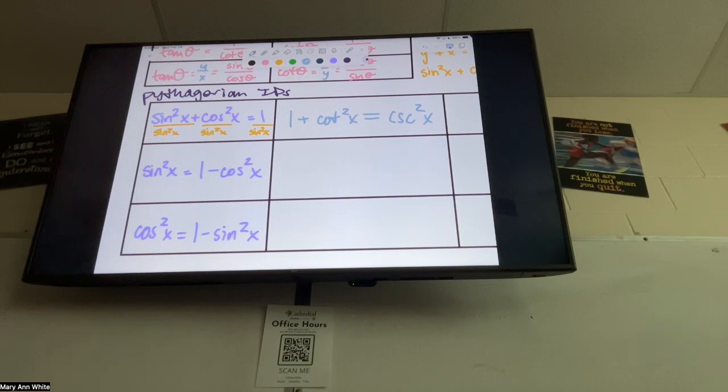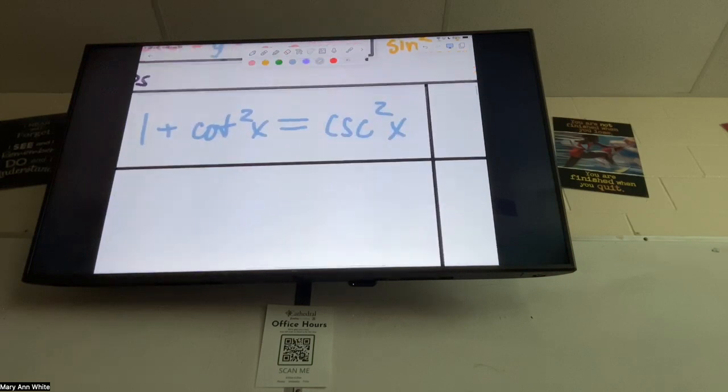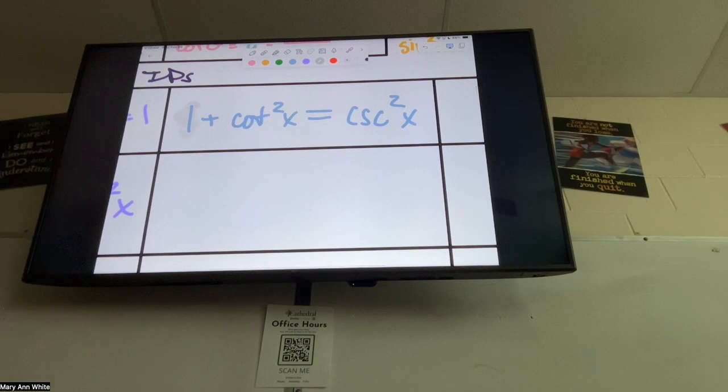So we took the original function I showed you that I proved from the Pythagorean theorem, and we just divided everything by sine squared, and now we've got a whole new set of trig functions that are true, okay? So now I've got 1 plus cotangent squared equals cosecant squared. Okay, just like we did before, let's solve for each of them. So let's say we want 1 by itself here. 1 is gonna equal what?